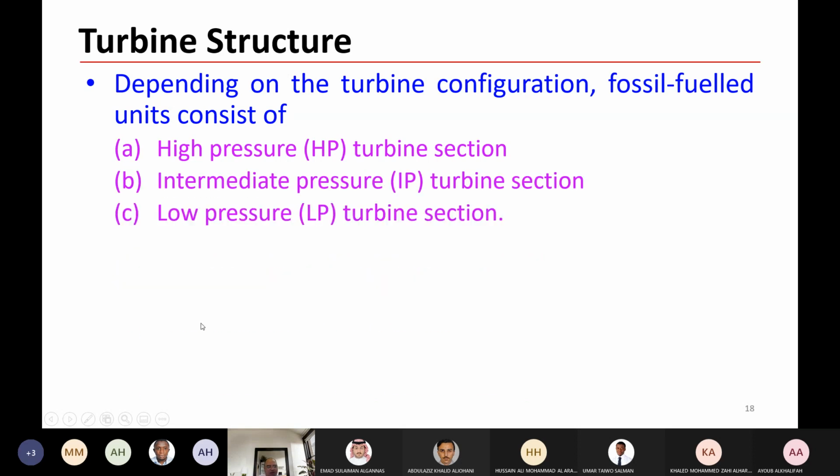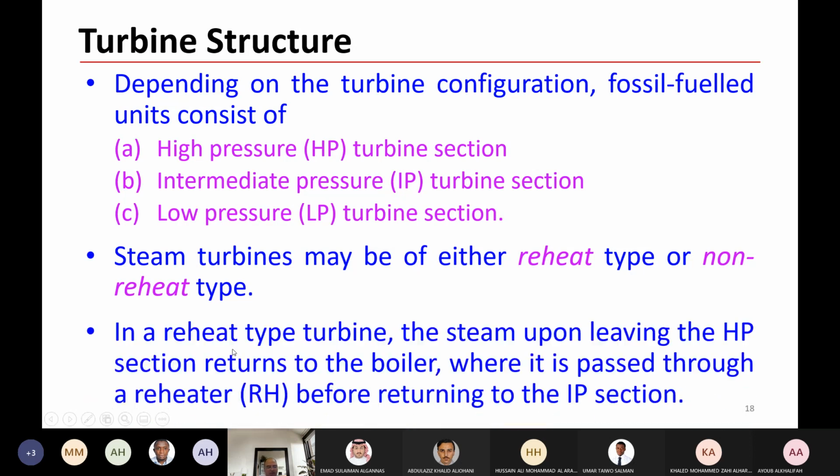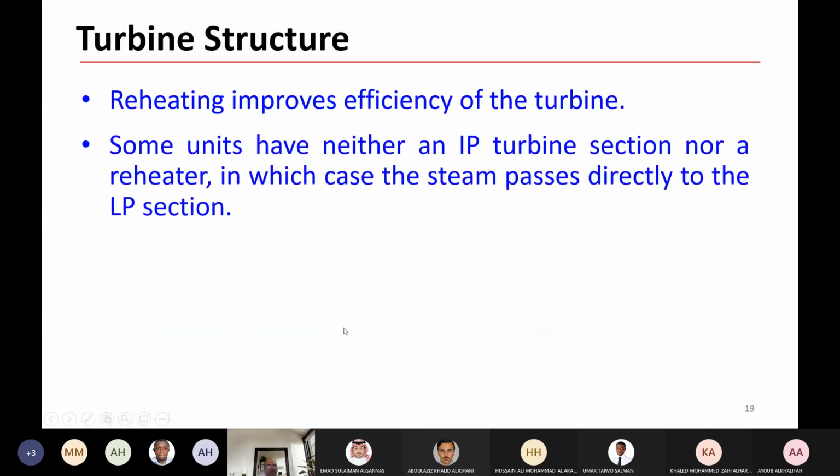High pressure, intermediate pressure, low pressure steam turbine may be either reheat type or non-reheat. In the reheat type, the steam goes and increases its temperature and the pressure and is brought back to the intermediate pressure section. Reheating improves, of course, the efficiency of the turbine.